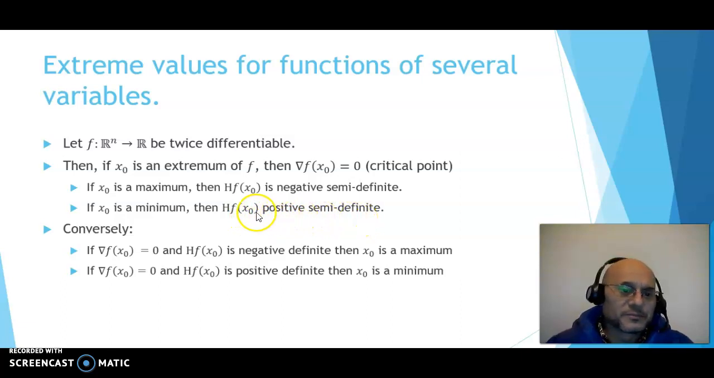In the other direction, if the gradient is 0, that means that we have a critical point. And if the Hessian matrix is negative definite, then we are in a maximum. If we are in a critical point and the Hessian matrix is positive definite, that means that all the proper values are positive, then we have a minimum.